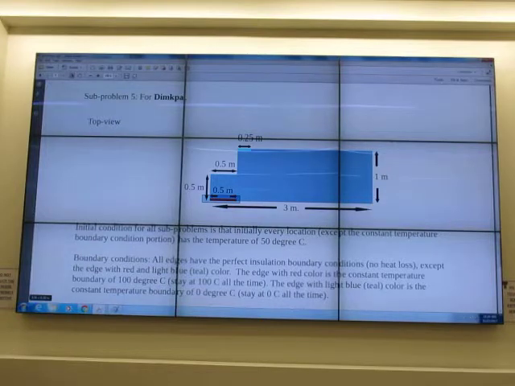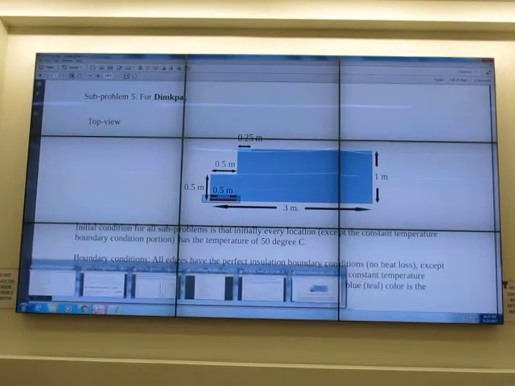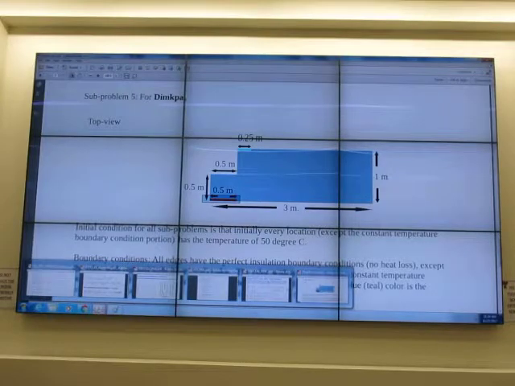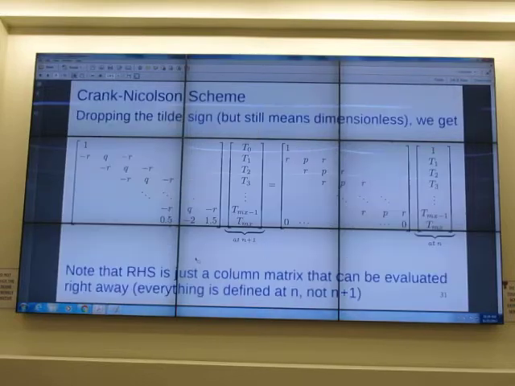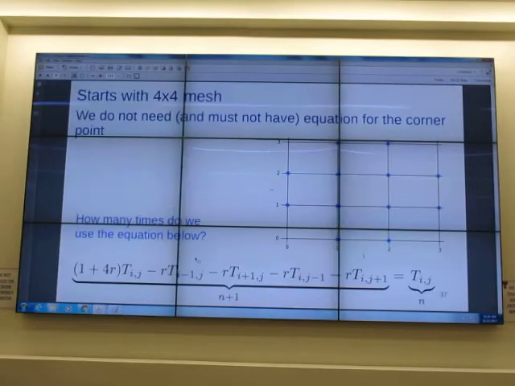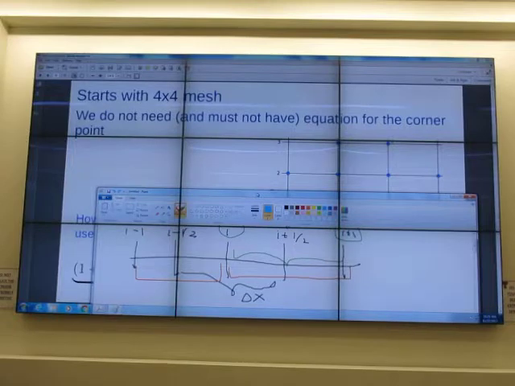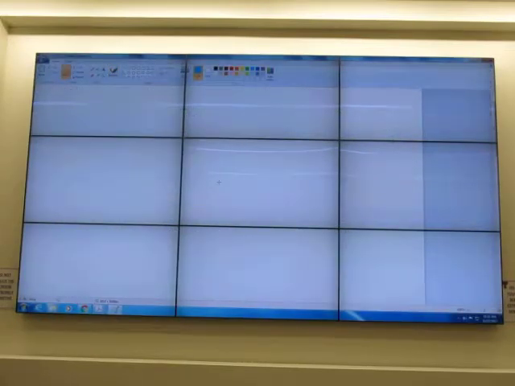If you want to do something that is difficult, you can, okay, you see the mesh. This is where you have 4 by 4 points, 16 points. You can discretize it this way. You don't use the corner point. So if you want to do it in a difficult way, the problem can be done in various ways. It's not a single way of doing it.